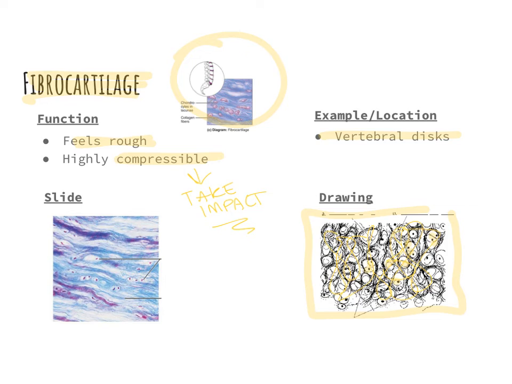Okay, so that's a great place for it to be located between our vertebral discs because we have a lot of impact that's going on there. If we jump off of something, those fibrocartilage discs help protect our vertebrae from banging into each other. And if we look at the slide again, you can see pretty tightly packed fibers within there, and then you can see the little cartilage cells scattered throughout the fibers.